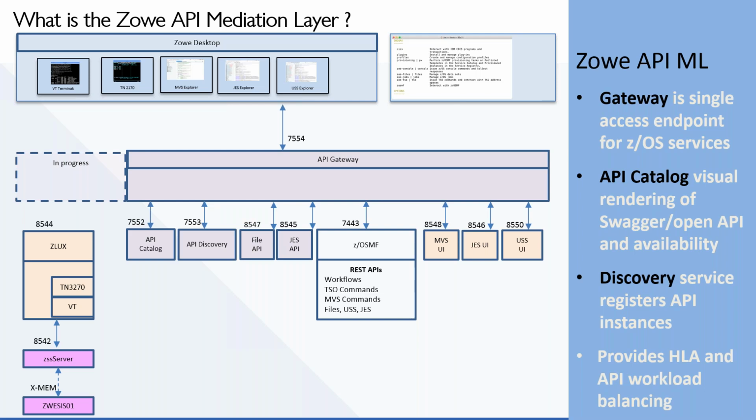The reason it's called the Zowe API Mediation Layer is it actually has 3 core components. So the first component, if you look in the middle, is called the API Gateway. And this is really a single endpoint for access to services. So all clients, which are above the line in the little graphic I've drawn here, like the Zowe desktop and some user interfaces, are able to talk to the gateway. And the gateway is able to find, in the 3rd row down, the services that are needed.